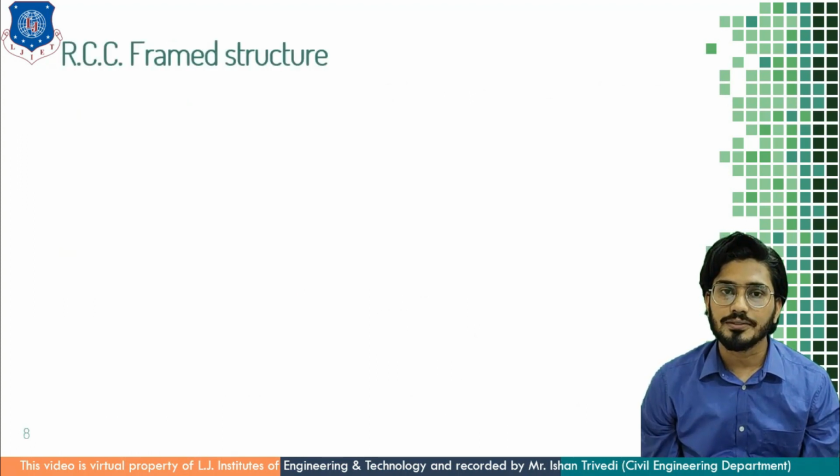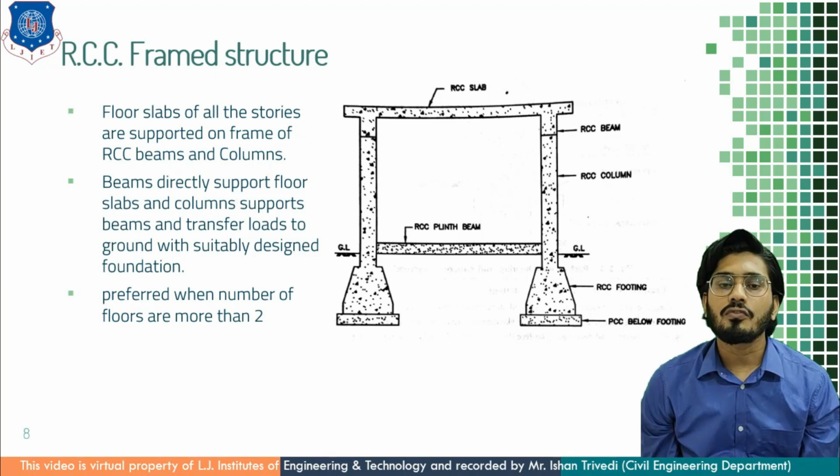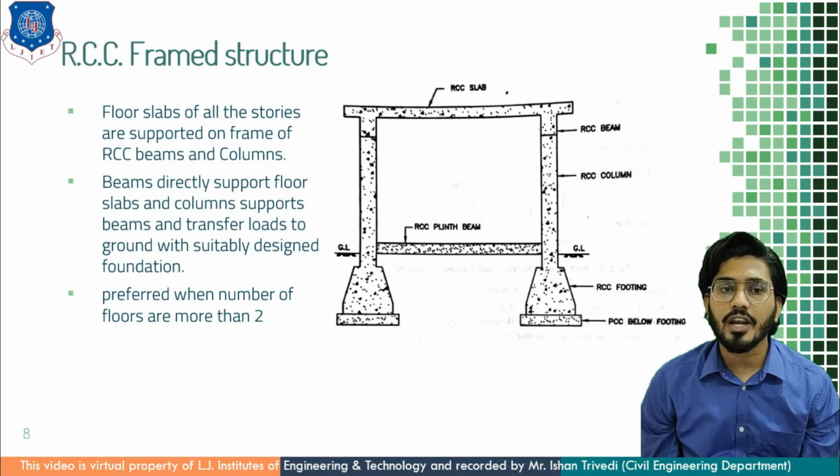Next is R.C.C. frame structure. Here the floor slabs of all the stories are supported on a frame of R.C.C. beams and columns. The floor slab is supported by beams and beams are supported by columns, and thus from slab to beam and beam to column, the load is transferred to the ground level. Thus you have to design the column and foundation to accommodate the design load. The number of stories in an R.C.C. frame structure would be more than 2.